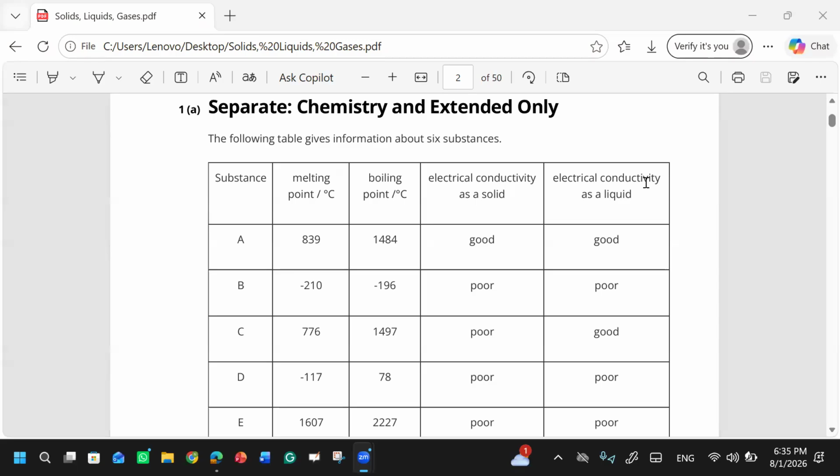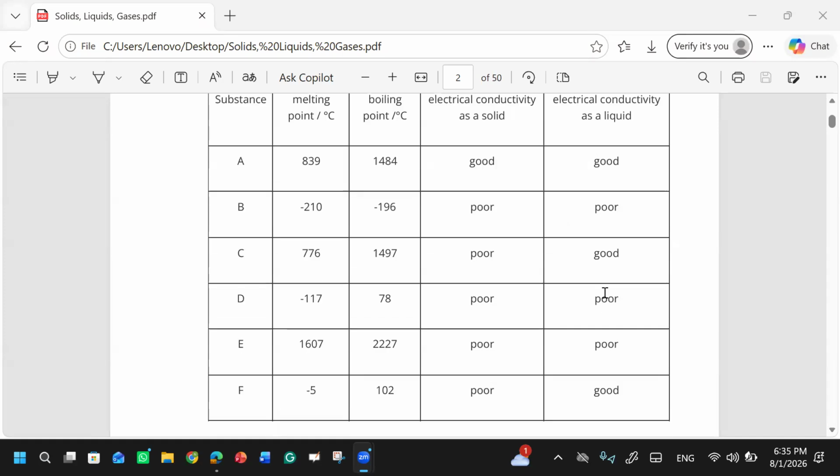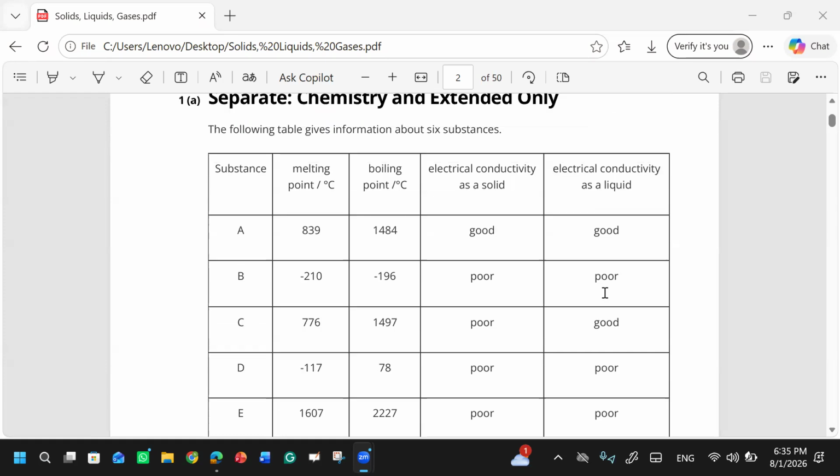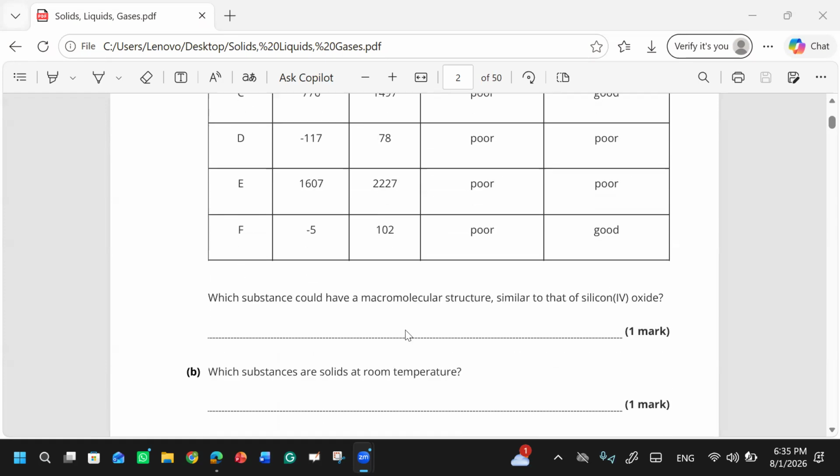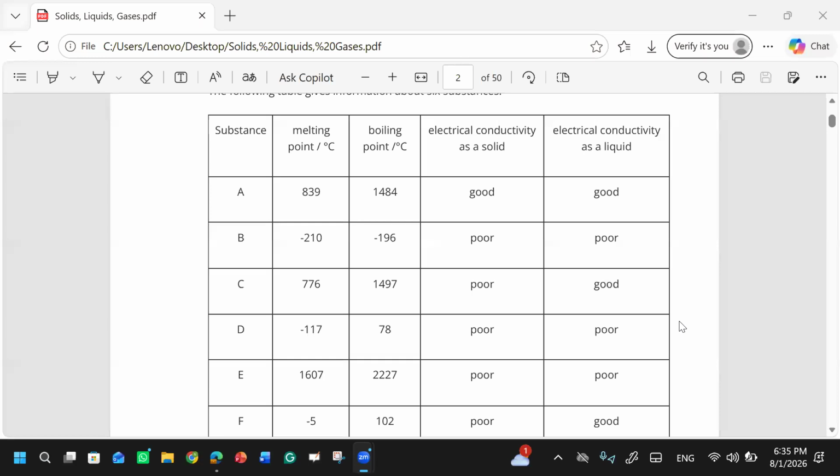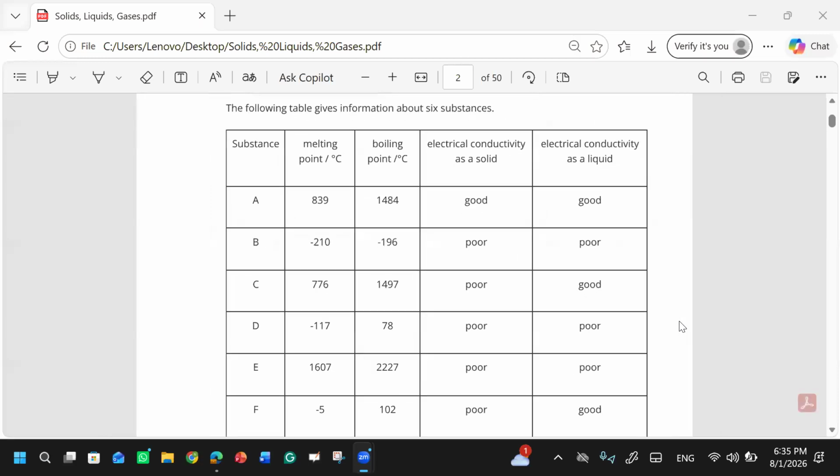Okay. So in the first question, the subject is separate chemistry and accent. The following table gives the information about six substances, and what we have to find is which substance could have a giant macromolecular structure similar to that of silicon oxide. Silicon oxide. What will be the structure of silicon oxide?